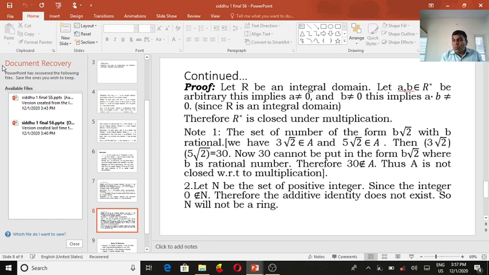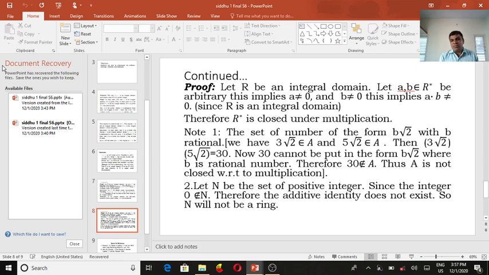Why am I giving this kind of example? Whatever field you are choosing, the results belong to that same field. So the sum, the difference, the product, whatever it may be, belong to the same form. But 30 cannot be written in the form of b root 2, so this is not a field. Hence, A is not closed under multiplication.